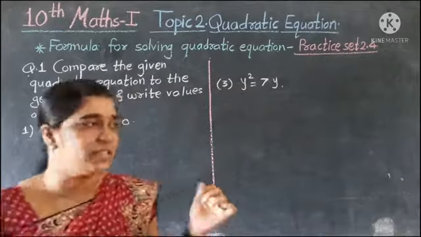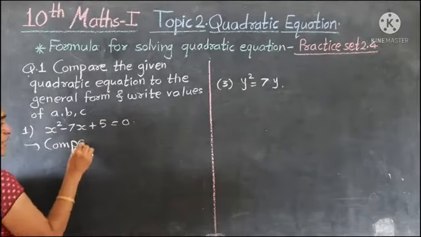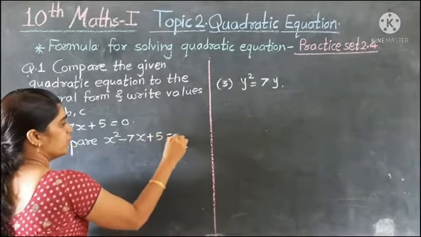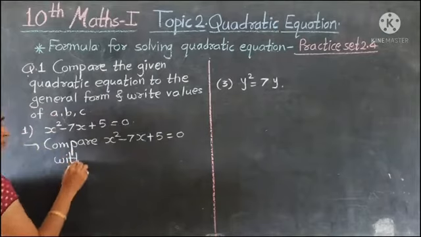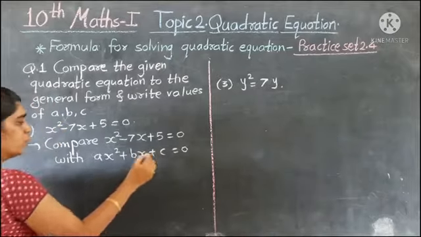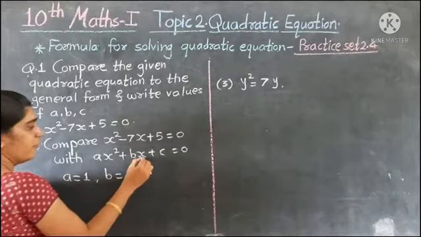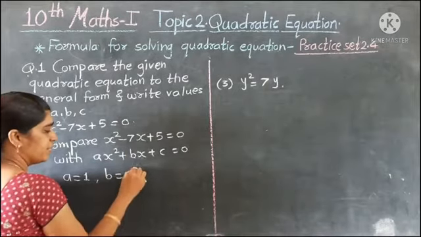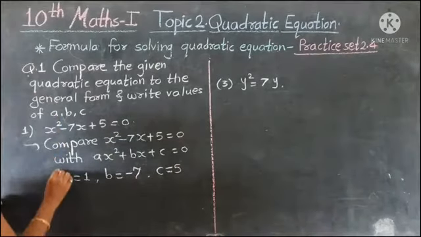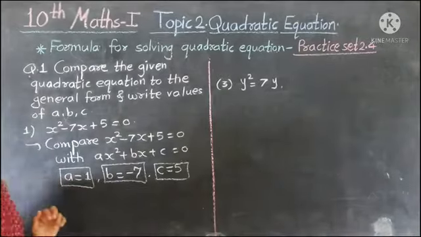So question 1 is given based on that formula method. Okay, you had already learned this. See how we write the comparison. It is in the standard form, yes. So you directly compare x square minus 7x plus 5 is equal to 0 with ax square plus bx plus c is equal to 0. What do we get? a is equal to 1. Then what is the value of b? b is minus 7. And what is the value of c? c is 5. Okay, so we get a as 1, b as minus 7 and c as 5.